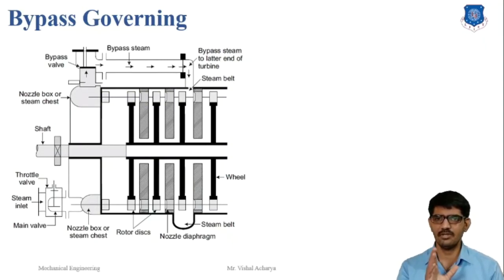Since the enthalpy drop is very small in the initial stages and nozzle governing cannot be used effectively, the load regulation is achieved by throttle governing at the economical load. However, at the maximum load, the additional amount of steam required cannot be passed to the first stage since the additional number of nozzles is not available. This difficulty of steam regulation is overcome by employing the bypass governing turbine.